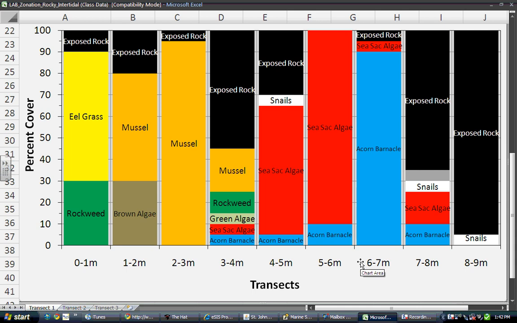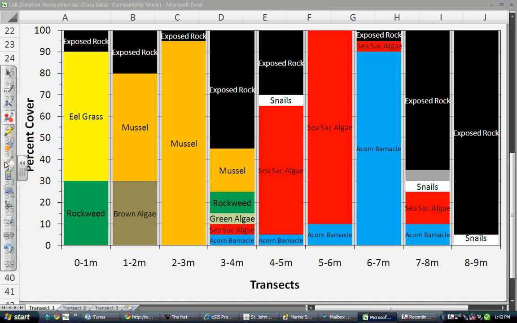But one of the things that we can see here is that as we go from the low tide line, which is 0 to 1 meters, to the high tide line, 8 to 9 meters, we see a change in the abundance of different organisms in each transect. This is a classic example of what we call zonation, or vertical zonation. So if, for your hypothesis, you said that biodiversity would change as we moved up from the low tide line to the high tide line, then that is supported, because clearly that's what we see here.